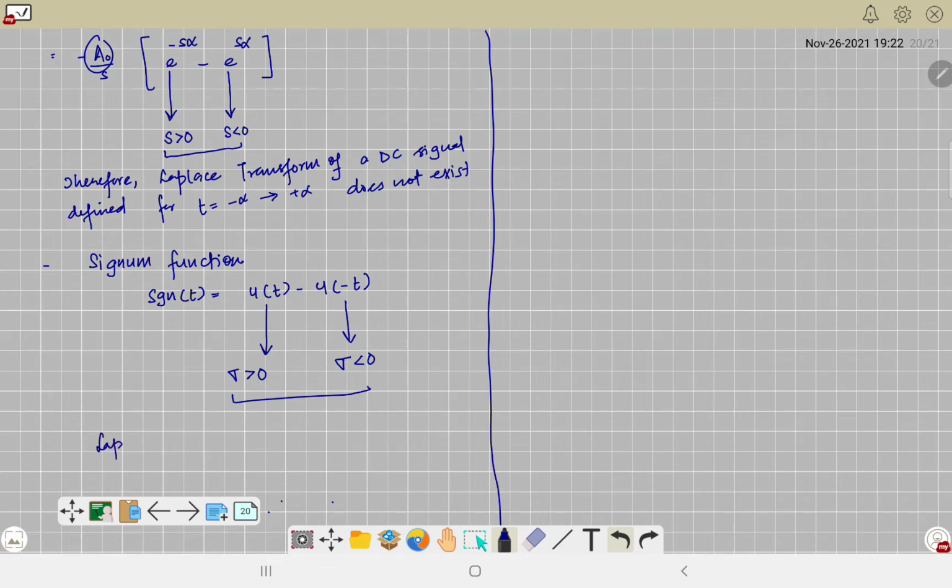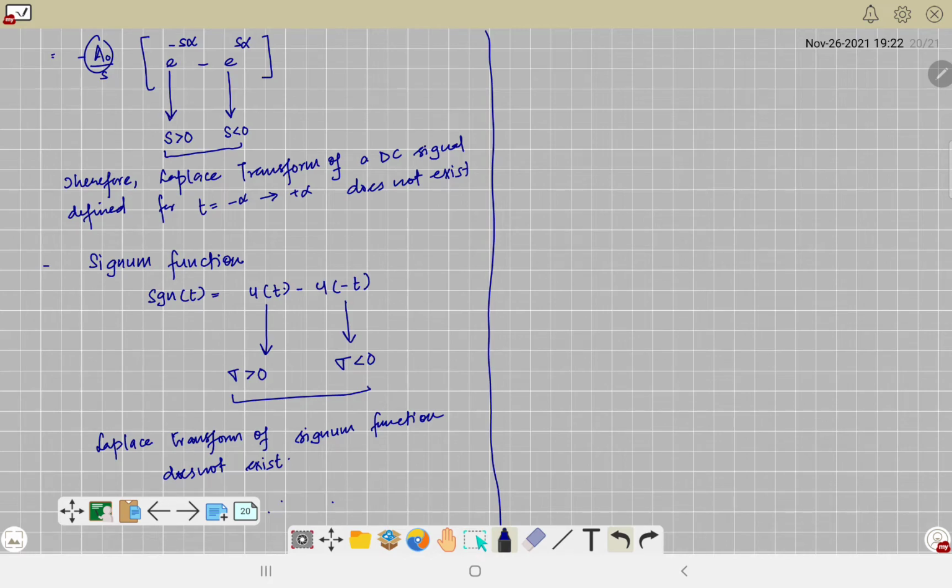which again means that the Laplace transform of the Signum function does not exist because of the lack of convergence. We don't have any common values where these two functions will converge. Hence, we cannot define the Laplace transform.